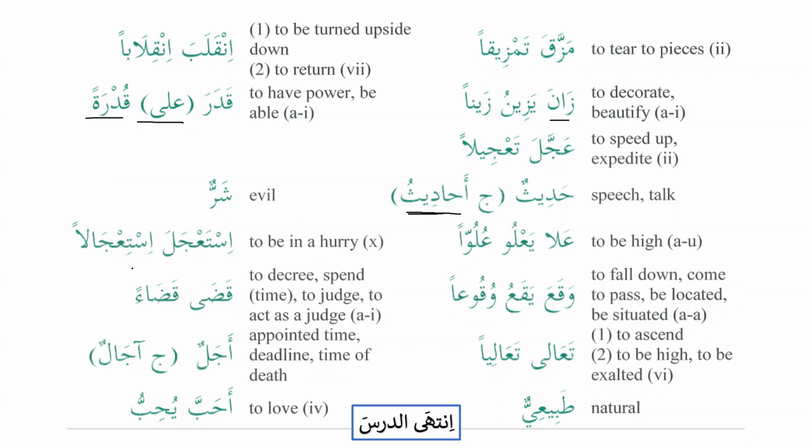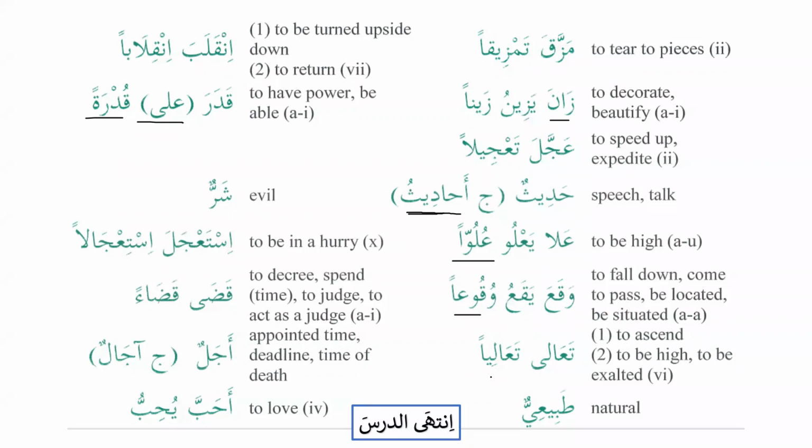Ista'jala yastajilu istijalan, to be in a hurry. Ala ya'lu uluwan, to be high. Qada yaqdi qada'an also has lots of meanings: to decree, to spend time, to judge, so on and so forth. Similarly, waqa yaqa'u wuqu'an also has lots of meanings: to fall down, to come to pass, be located, and similarly to be situated as well.